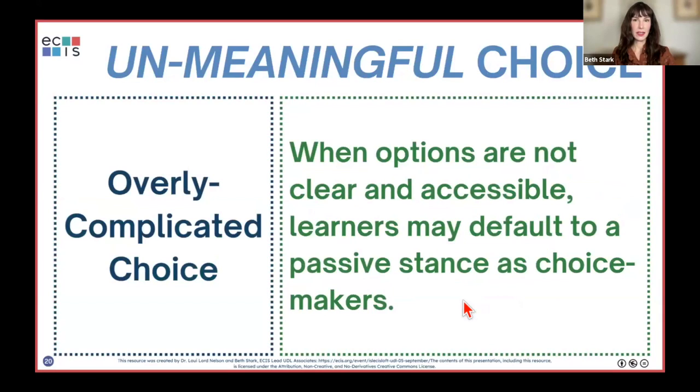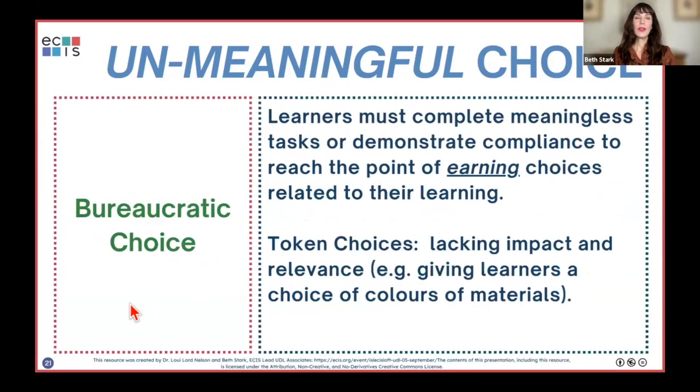Oftentimes we as the adults in the room think everything's very clear, but it may not be very accessible for the learner. They may not have enough time to really process and determine what's really presented to them, and so they may actually take a passive stance. And we know that bureaucratic choice in a carrot and stick style can also be used, which is also quite unmeaningful for learners, where they'll have to earn their choices related to learning, not rewards, but related to learning.